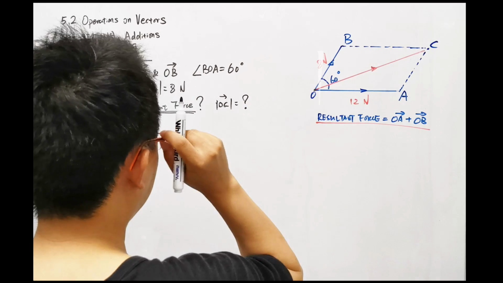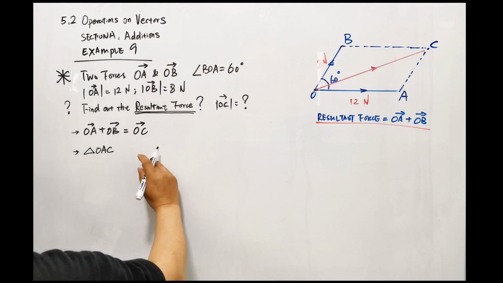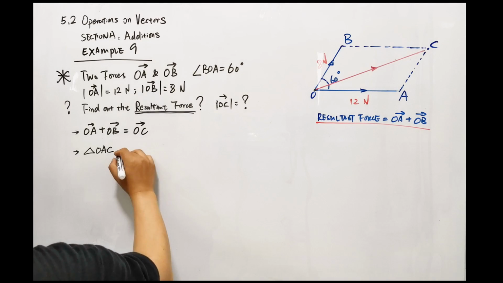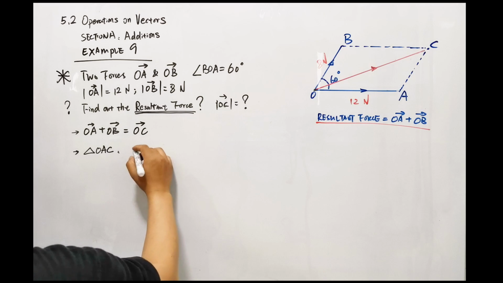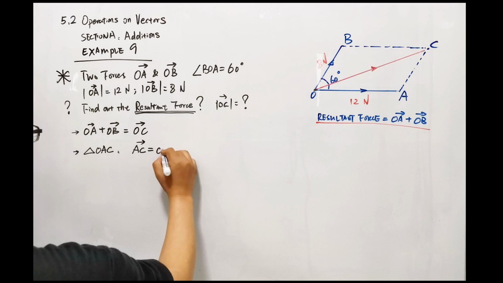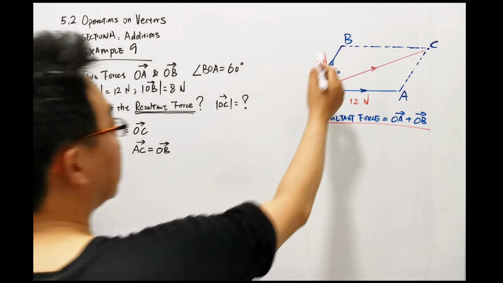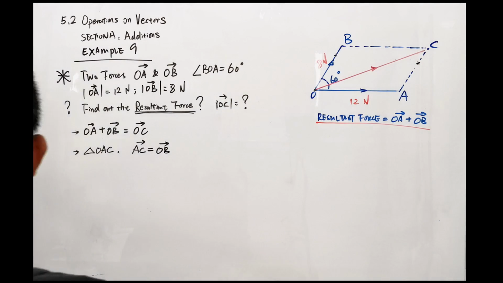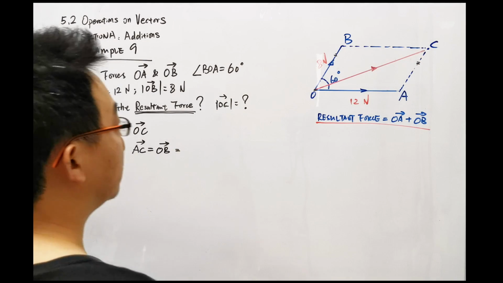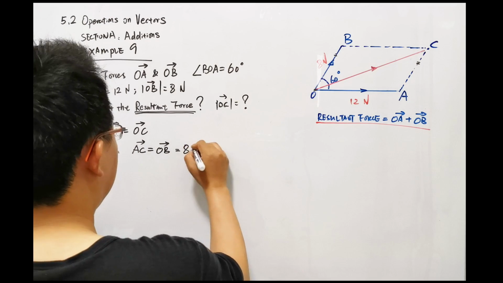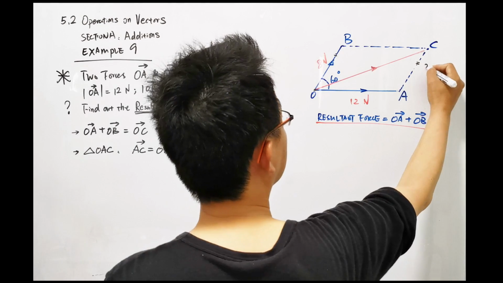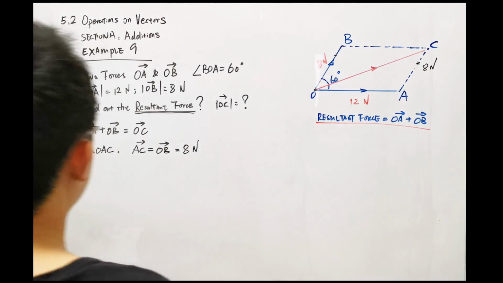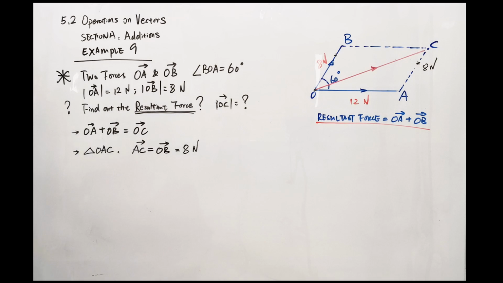So we have this, we already know this AC equals to OB, right? Right? These two are same, right? So what's the answer? So this is also 8 Newton, right? Okay, because parallelogram law, parallelogram.